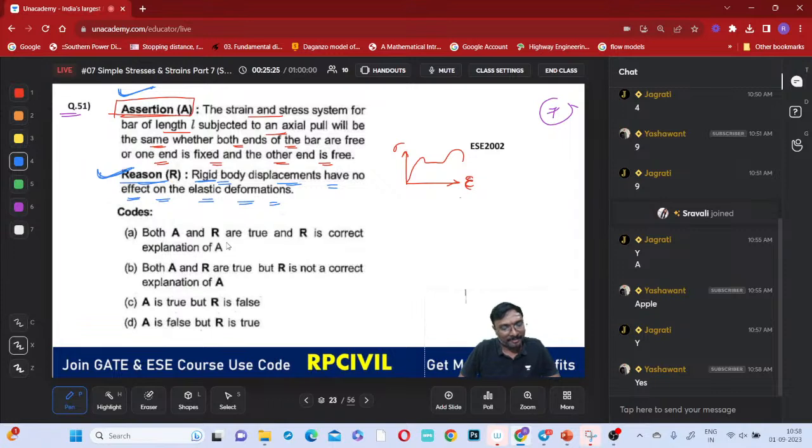Rigid body displacement without acceleration has no effect on elastic deformation. So that will not change the strain in the member, because stress is developed due to the resistance, which is the same in this case, whether you have a fixed end or free end or whatever it is. So are both the assertion and the reason correct? Correct, and it is the correct explanation only.